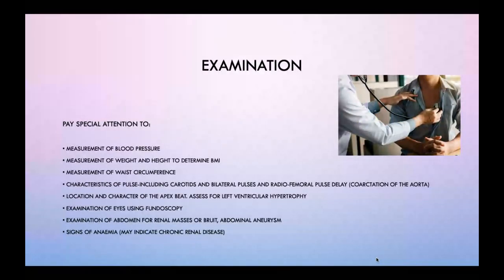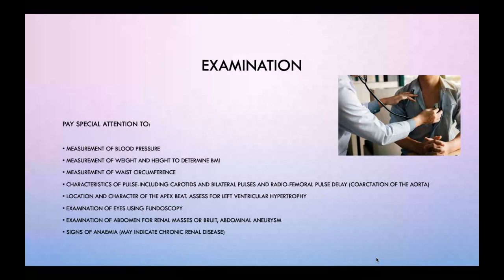And in the examination, pay special attention to the measurement of the blood pressure. Make sure that it's accurate. Measurement of weight and height to determine a BMI. Measurement of waist circumference, which can also help us in the assessment of patients who are at risk for cardiovascular disease. Characteristics of the pulse, including the carotids and bilateral pulses, and radiofemoral pulse delay in coarctation of the aorta.